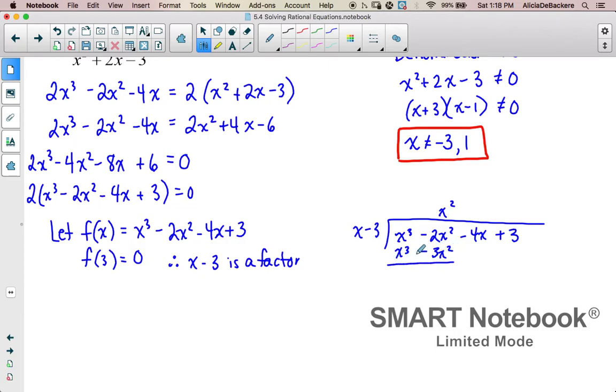And now I'm going to subtract. So x cubed minus x cubed gives me 0 x cubes. And negative 2, remember I'm subtracting the negative 3, so it's adding 3. And so I'm left with 1 x squared. And then I bring down the next term.